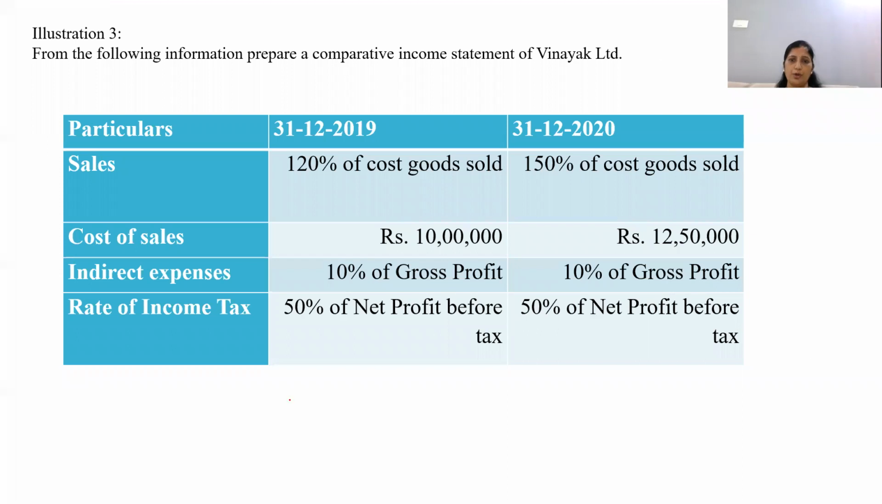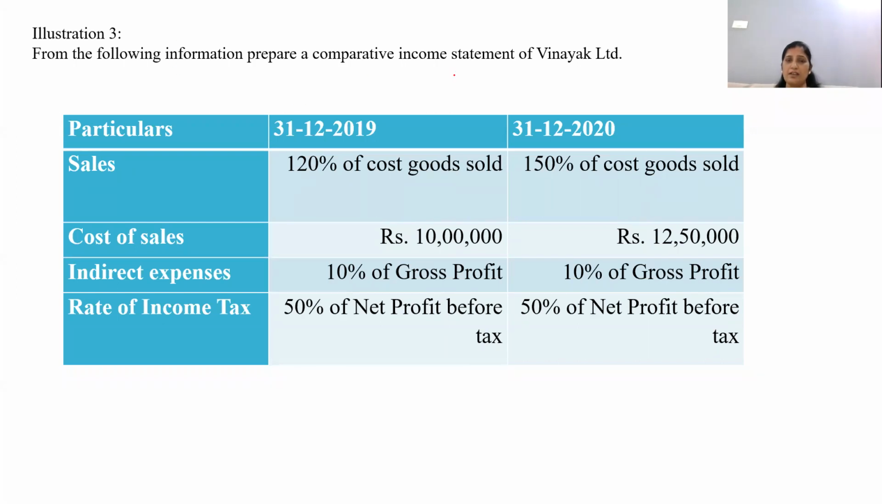This is one more problem you have. This you can take it as a homework and try to do this. Here sales is given, cost of sales, indirect expenses, rate of income tax. Sales is 120% of cost of goods sold. In 2020, it is 150% of cost of goods sold. Cost of sales is 10 lakhs, and this is 12,50,000. Indirect expenses 10% of gross profit. Income tax 50% of net profit before tax.